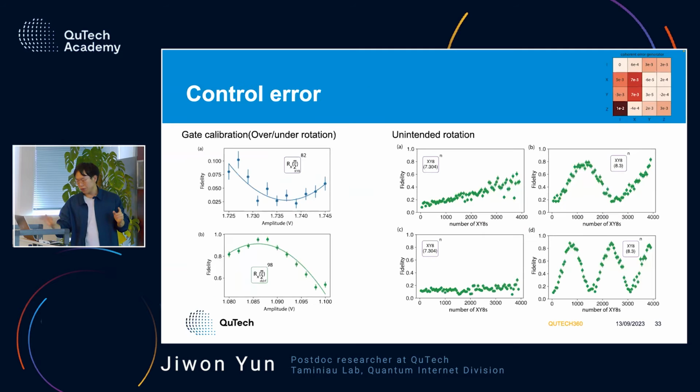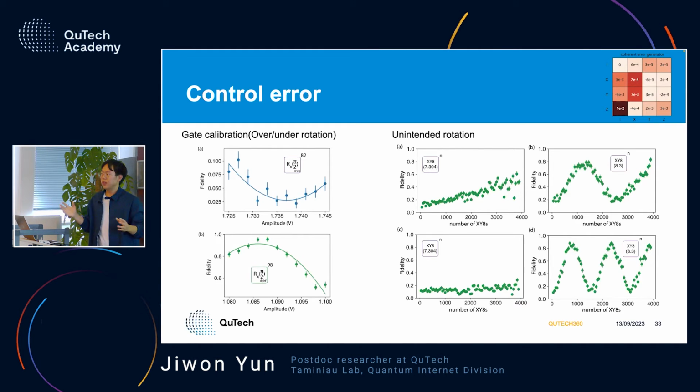For control error, for example, you want to do a pi over 2 gate, a 90 degrees gate around the x-axis, but these amplitudes are continuous. You can do a slight over-rotation. You can rotate 91 degrees, you can rotate 98 degrees. If you do these over-rotations and under-rotations due to the limitations of your calibration process, then this can come in as a control error.